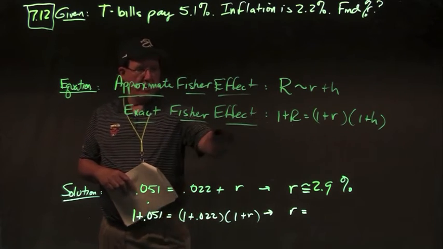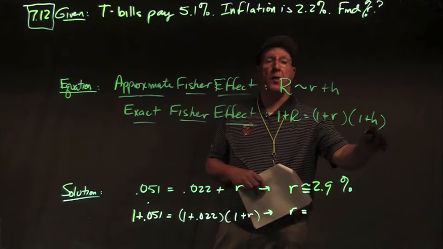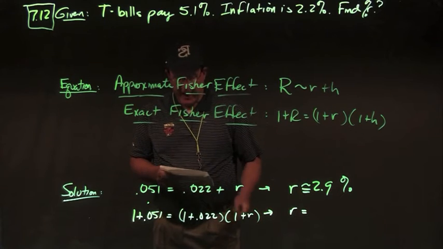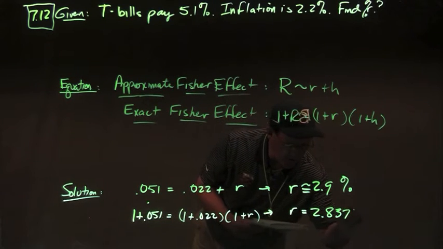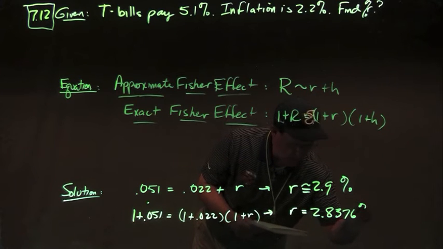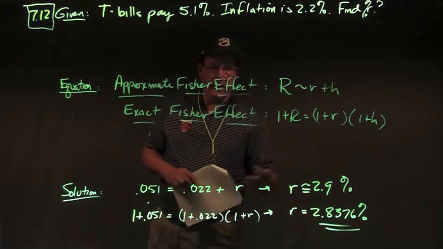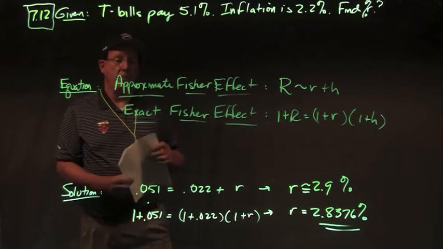So our final exact answer for r should be close to that. So I plug into this equation, 1 plus 0.051 equals 1 plus r times 1 plus 0.022, h being 2.2%, and I get an exact Fisher effect of 2.8376%. There's your exact Fisher effect answer. That should be very close to your approximation that you did in your head. There's your answers to problem number 12.